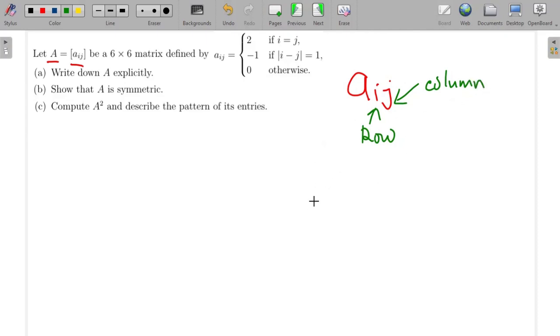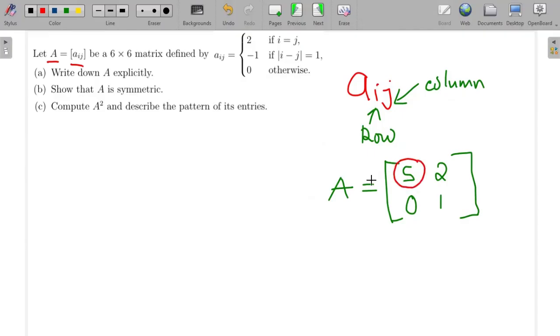So for example, if I write a simple matrix here, I say my matrix A is equal to, and then I have a 5 there, a 2, let's say 0 here, and then a 1. If I go to this entry 5, which row will it be in? Remember, the rows move from left to right, horizontally, and the columns move from top to down, vertically. So this one here is my first row, this one is my second row, this one is my first column, and this one is my second column.